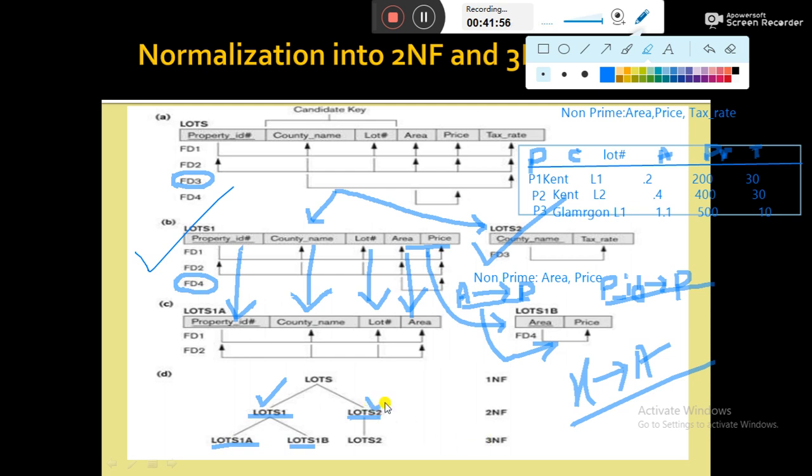Next we have checked whether lots 2 is in 3NF or not. Yes, lots 2 is in 3NF, so we have not decomposed the relation further. So ultimately, after converting the relation into 3NF, at the end of the day we have 3 relations, lots 1A, lots 1B and lots 2, and they are all in 3NF.